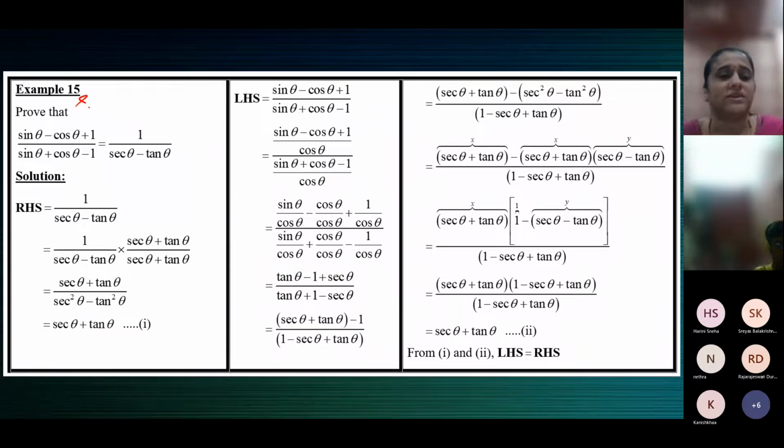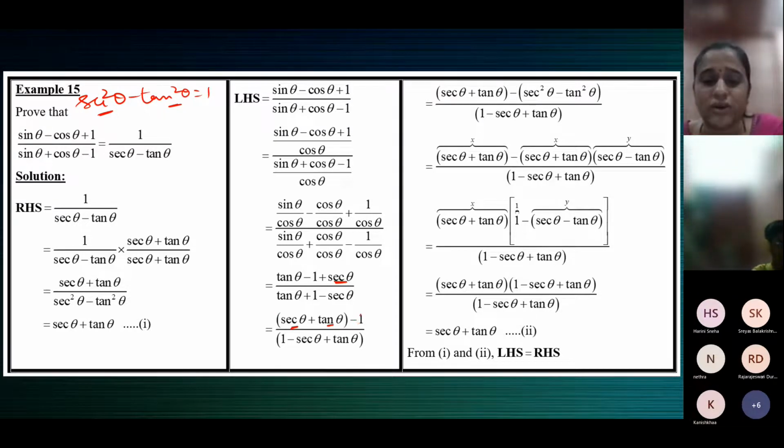In the identity, secant square theta minus tan square theta is equal to 1. See, it's very easy to remember like this. All is equal to 1. So in this identity, we have secant first and then tan. So that's why I've written secant here. So see, secant theta plus tan theta in a bracket and minus 1 outside.